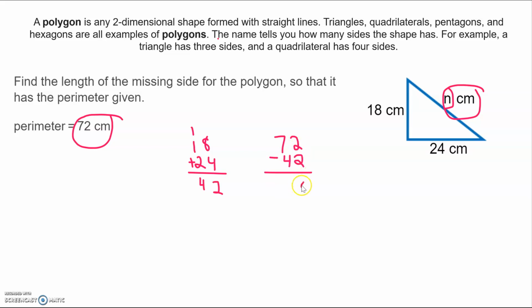So 72 minus the sides that we do know, which is 42. 2 minus 2 is 0. 7 minus 4 is 3. So the missing side is 30 centimeters. And let's check it to make sure.